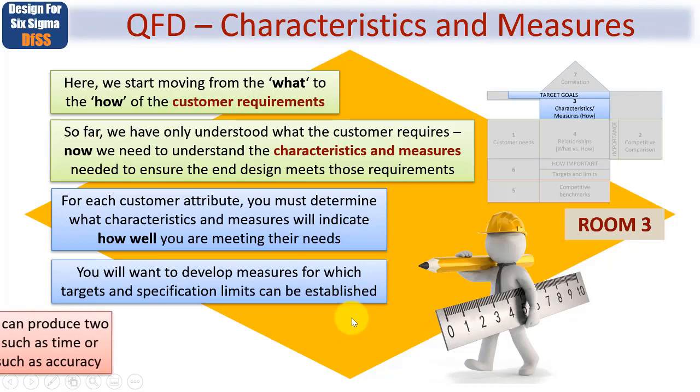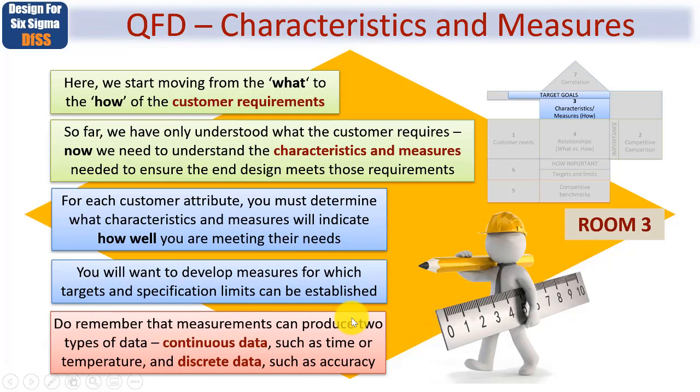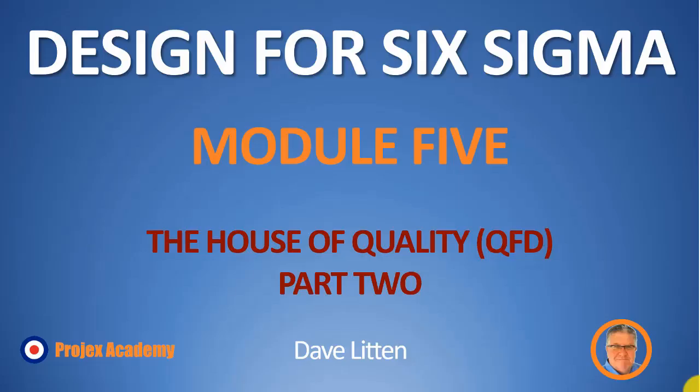So you will now want to develop these measures for which targets and specification limits can be established. And do remember, again you'll find this in our Lean Six Sigma masterclass, that measurements can produce 2 types of data. That is continuous data. Examples here could be time or temperature, where they could be plotted on a continuous scale, or discrete data, such as accuracy. Alright, there's a good place to stop, because in the next module, Module 5, we'll be continuing our walk through the House of Quality and starting off by looking at Room 4, that is the relationships.